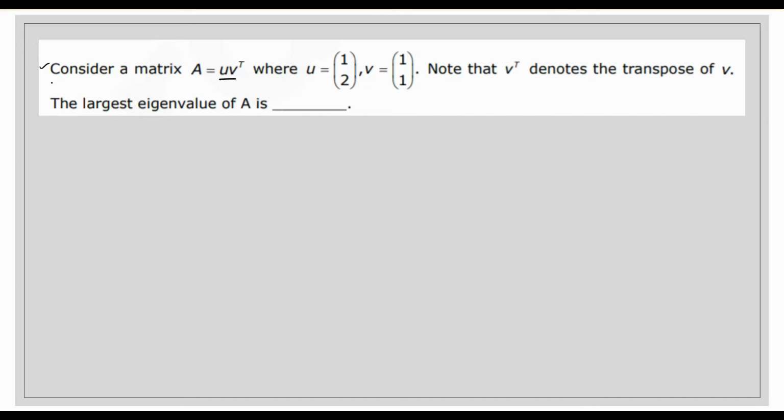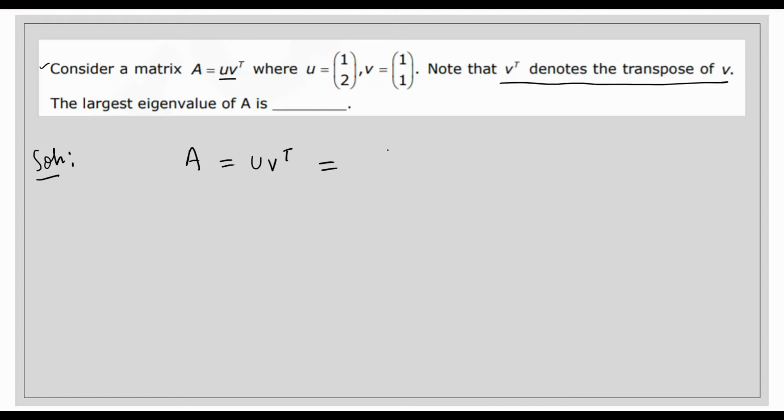It says to consider a matrix A defined as U into V transpose, where U is this and V is this, and obviously this is transpose, so it is written over here that V T denotes the transpose. Now what we have to find? We have to find the largest eigenvalue of this matrix A. So let us see how we can solve. For solving this, first I have to find A, which is defined as U V transpose.